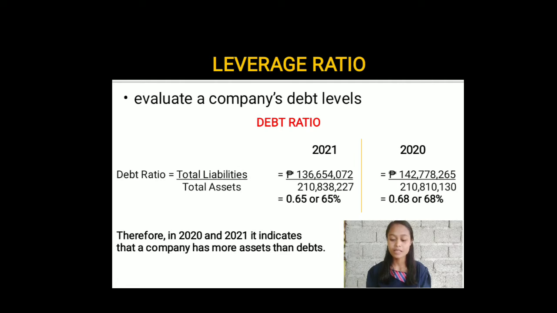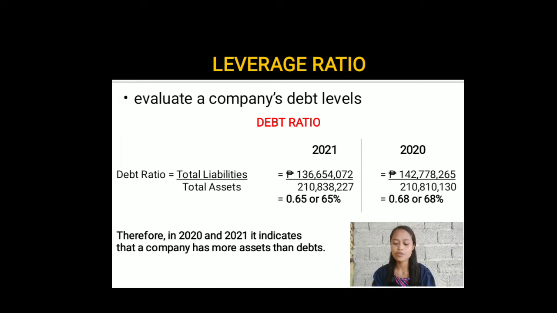Next we have the leverage ratio to evaluate a company's debt levels. I am getting its debt ratio. Debt ratio is equal to total liabilities over total assets. For the year 2020, the total liabilities is 142,778,265 divided by its total assets of 210,810,130, which equals 0.68 or 68%.